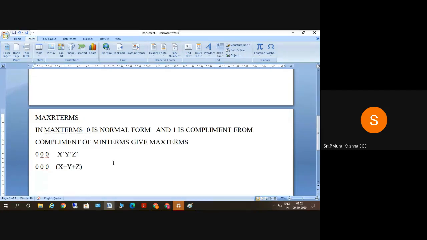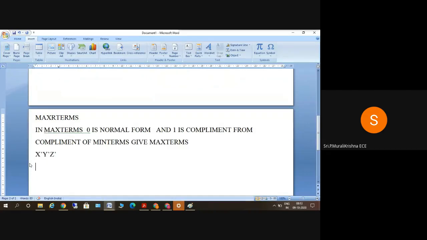So what do we do in duality? Duality means take x, y, z only. Okay, so take the values of x bar, y bar, z bar. So this is minterm m naught. Okay, and take the complement of minterm m naught, we will get the max term here.